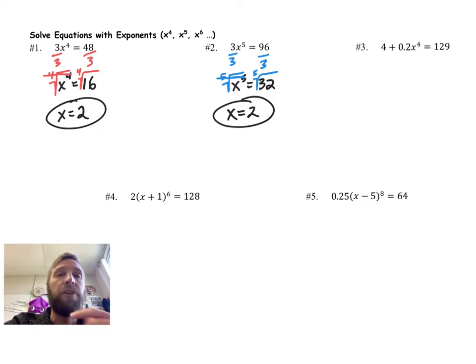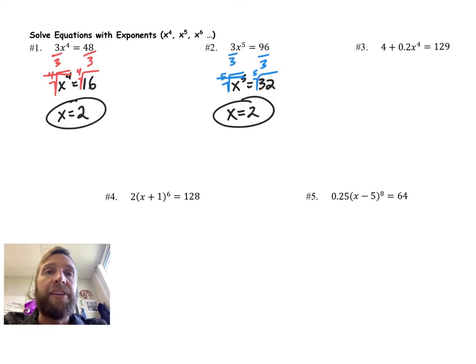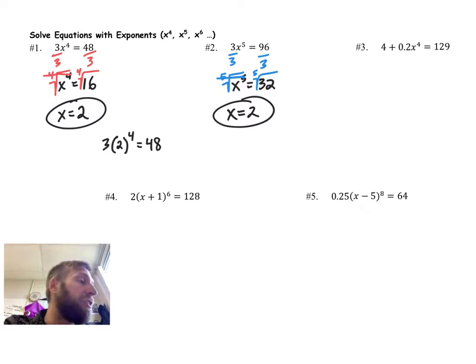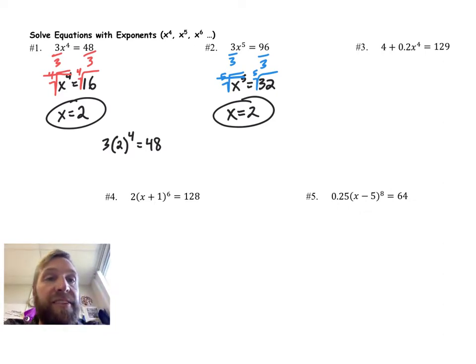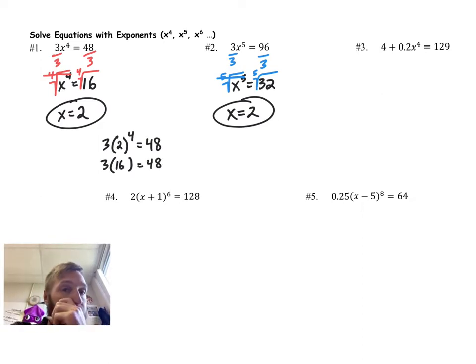So when we look back at that first problem, it's great if you tried to plug your answer back in and double check. If we plug in that 2 as our answer, does 3 times 2 to the 4th equal 48? I don't know. So we would have to do our exponent first. 2 to the 4th gives me 16. So 3 times 16 equals 48. Cool, so that was one of the answers.